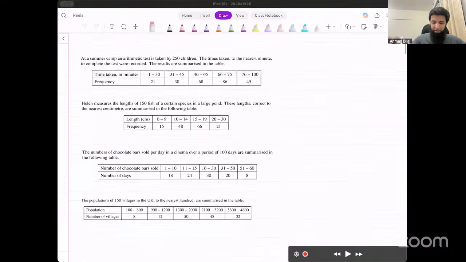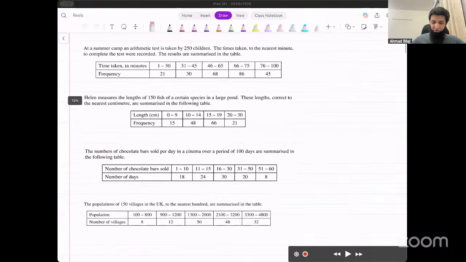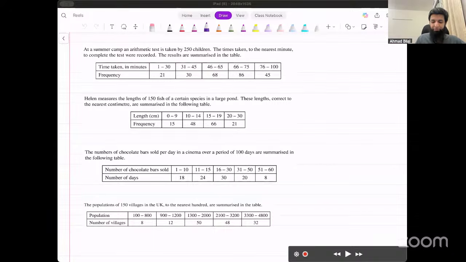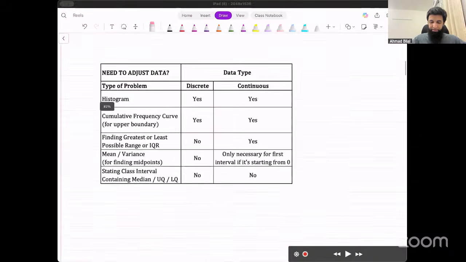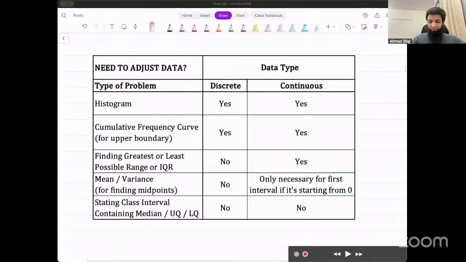This is another question that I keep getting close to the exams every single year. And that is, when you have data sets like this, in what cases do we need to adjust the boundaries, and in what cases do we not need to adjust the boundaries? This is the summary of that.